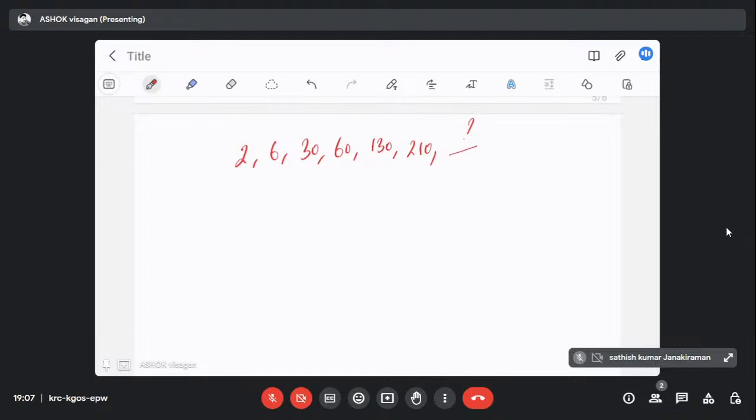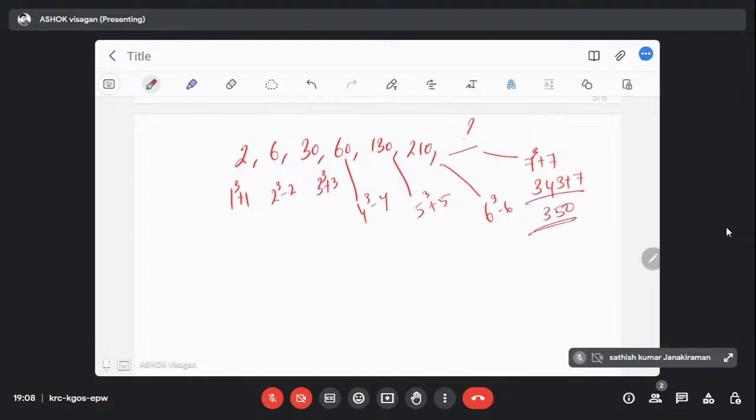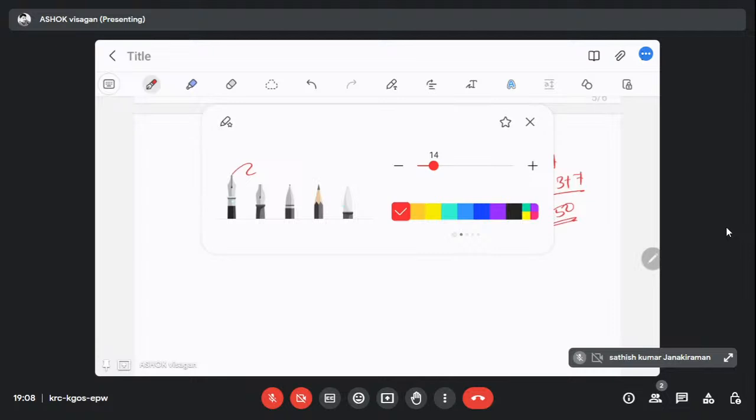Okay, the logic is 1 cube plus 1, 2 cube minus 2, 3 cube plus 3, 4 cube minus 4, 5 cube plus 5. The answer is 6 cube minus 6, which means here finally 7 cube plus 7. 7 cube is 343 plus 7 equals 350. So the final answer is 350.